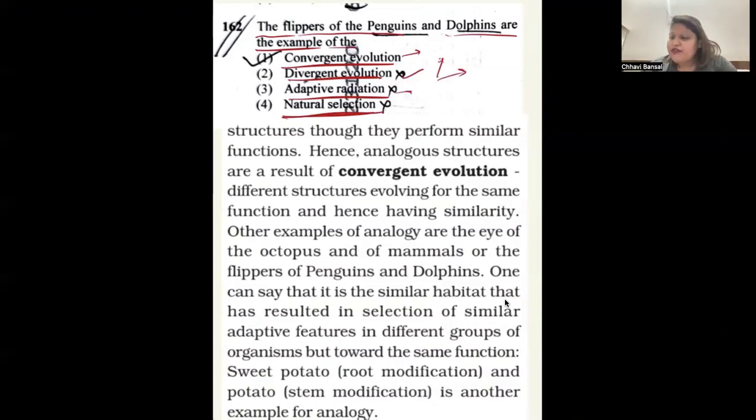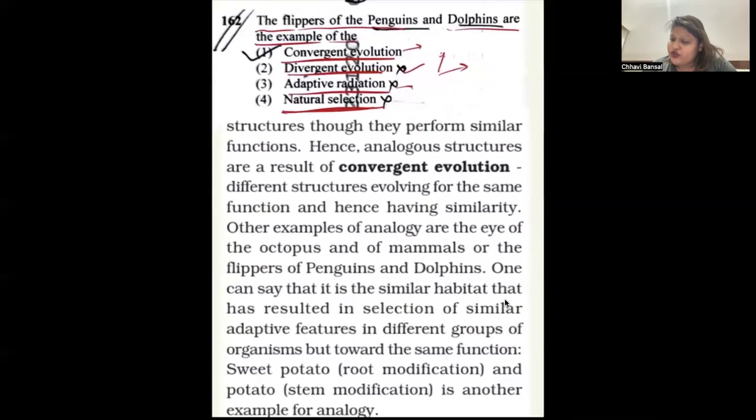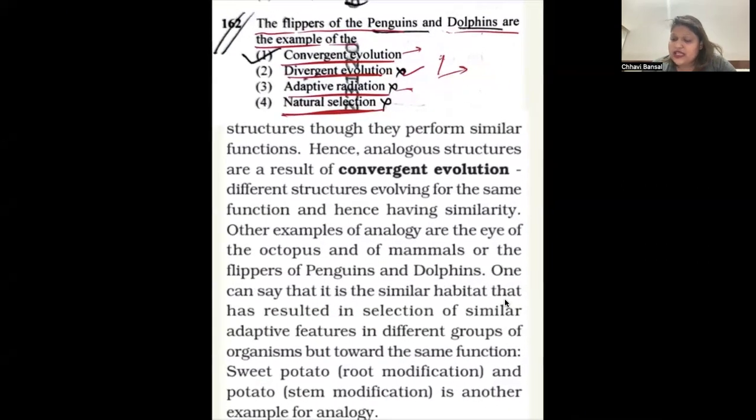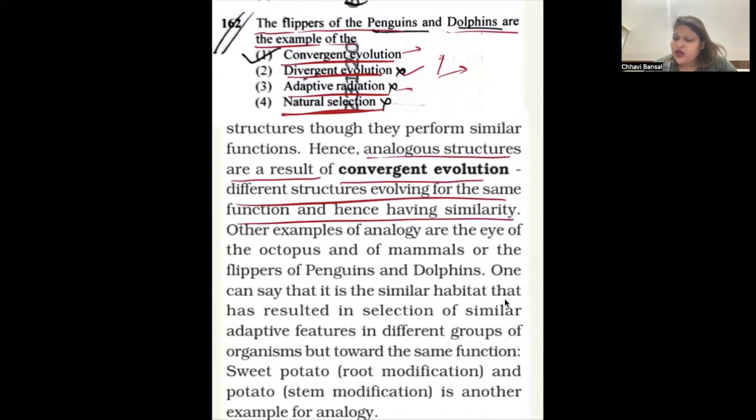But the flippers of penguins and dolphins are an example of convergent evolution, or analogous structure. See, from NCERT: analogous structures are a result of convergent evolution, different structures evolving for the same function, and hence similarity. Often examples of analogy are the eye of the octopus and the mammals, or the flippers of penguins and dolphins. So our answer is option 1, that is convergent evolution.